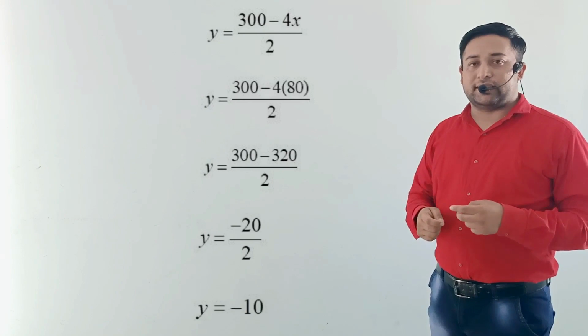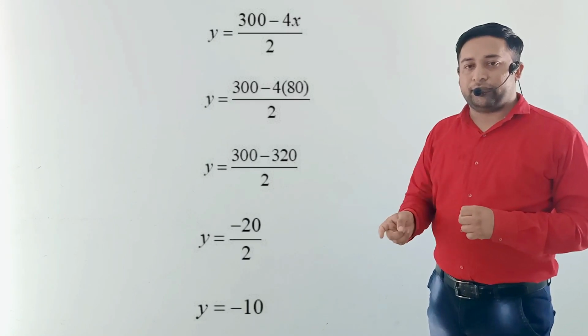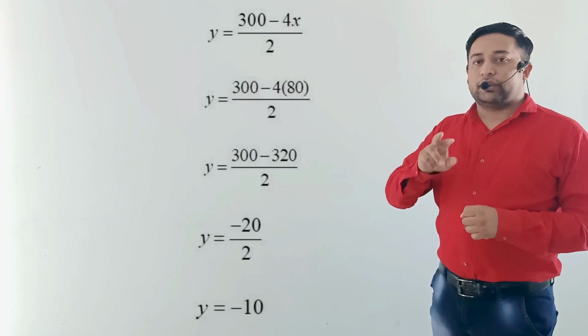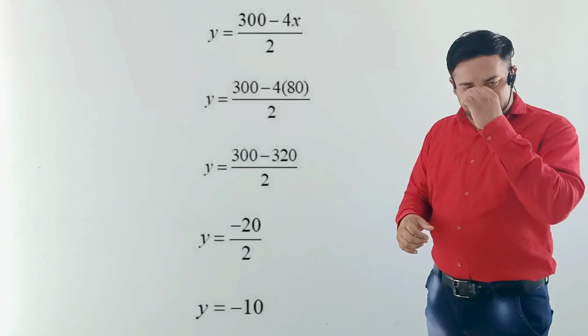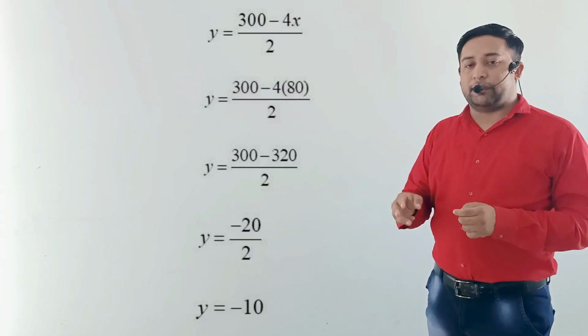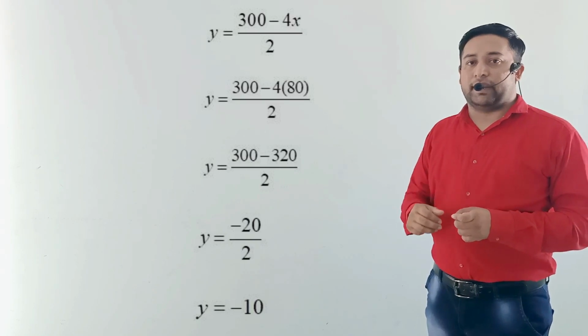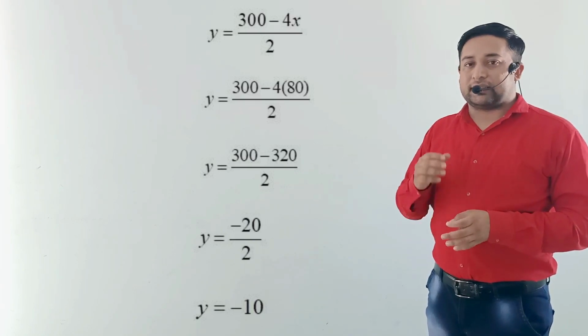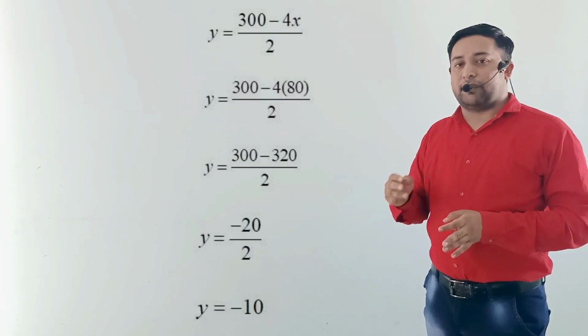Now the second value is 80. So y is equal to 300 minus 4 into 80, divided by 2. 4 into 80 is 320. So 300 minus 320, divided by 2. 300 minus 320 will become minus 20, divided by 2. So the value of y is equal to minus 10. So when my x is 80, my value of y is minus 10.